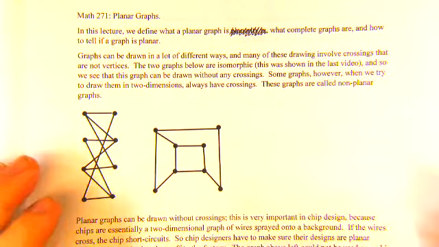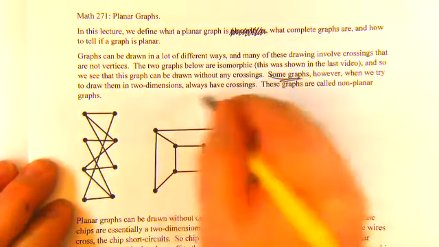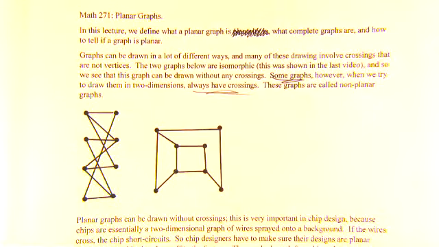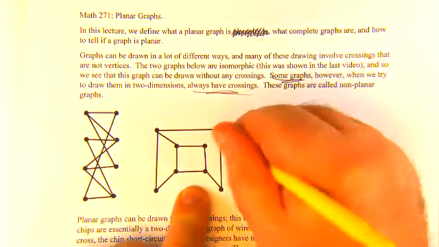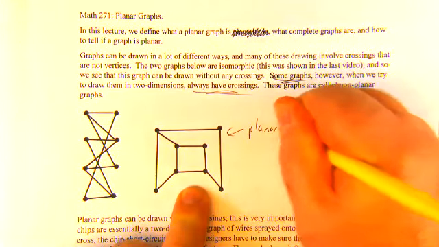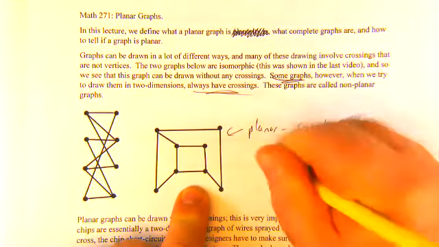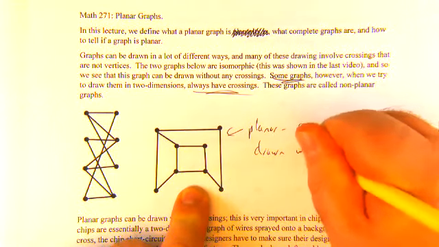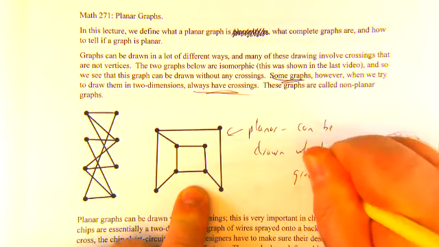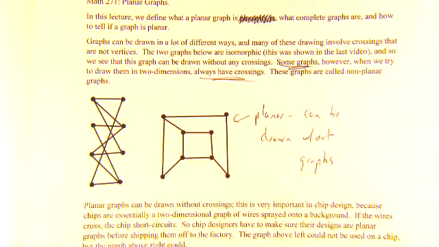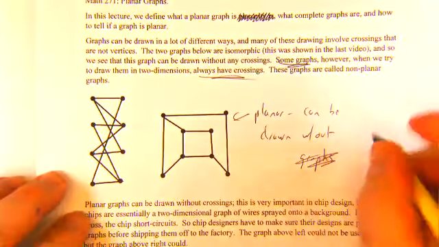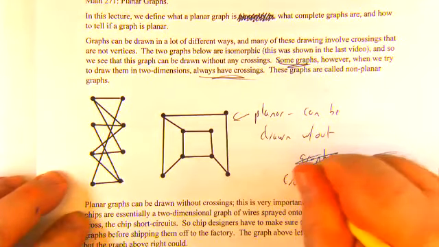But some graphs always have crossings. You cannot get away from drawing it without crossings because you're drawing in 2 dimensions, and 2 dimensions is a tricky place to draw things. And these graphs are called non-planar graphs. So planar graph, this one's planar, because it can be drawn without crossings.